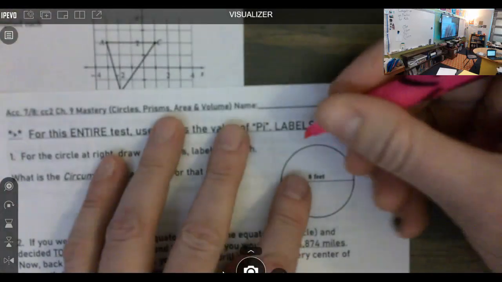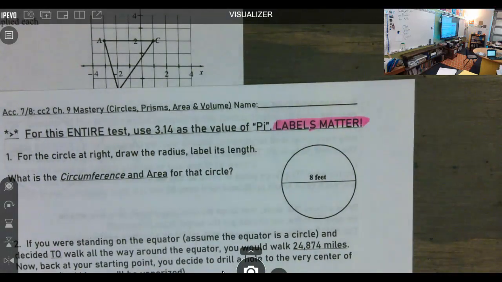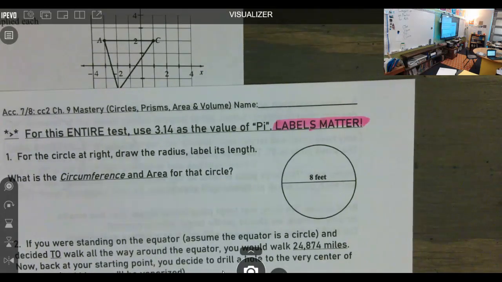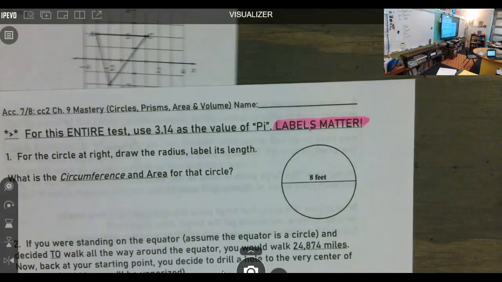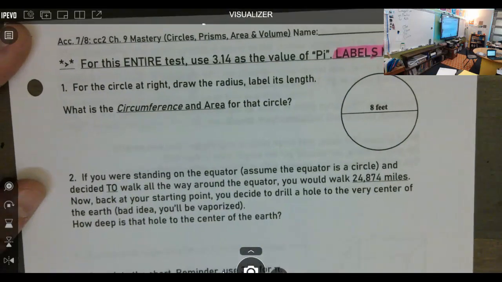And the first thing we're going to highlight, that I highlighted on a lot of your papers, is that labels matter. As you look through your test, by the way, when I switched to orange, I just sat back down at my desk and accidentally grabbed my orange pen. There's no reason for switching from pink to orange in my grading.